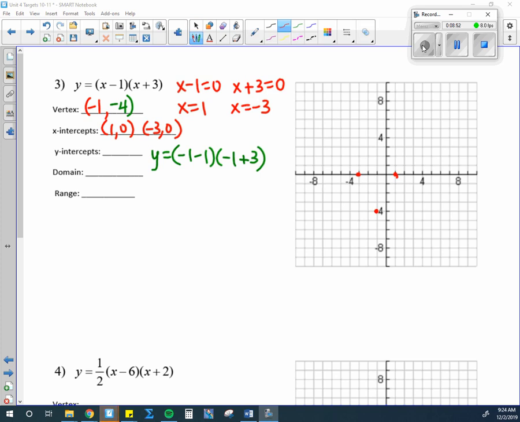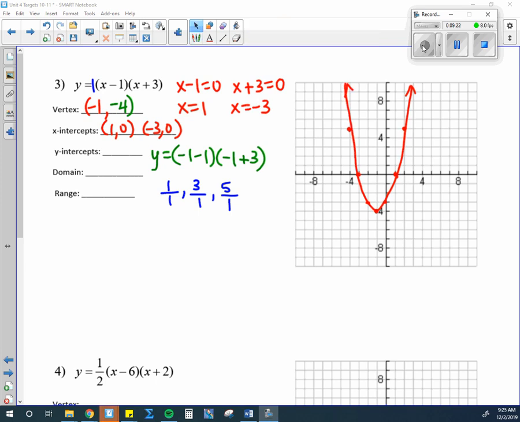For my pattern, you'll notice my a value here is just 1. So I'm going to use my traditional pattern, 1 over 1, 3 over 1, 5 over 1. So starting from my vertex, up 1 over 1, up 3 over 1 takes me to my intercepts, and then up 5 over 1. For my y-intercept, you'll see I can find it there on the graph. It is at 0, negative 3.